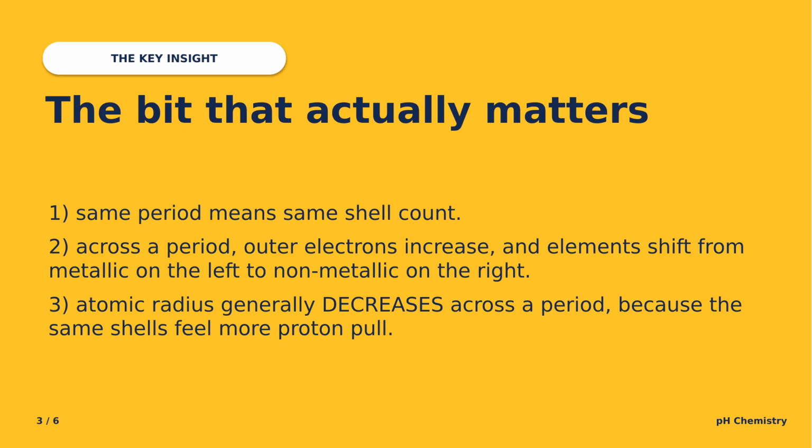Three things. 1. Same period means same shell count. 2. Across a period, outer electrons increase and elements shift from metallic on the left to non-metallic on the right. 3. Atomic radius generally decreases across a period because the same shells feel more proton pull.